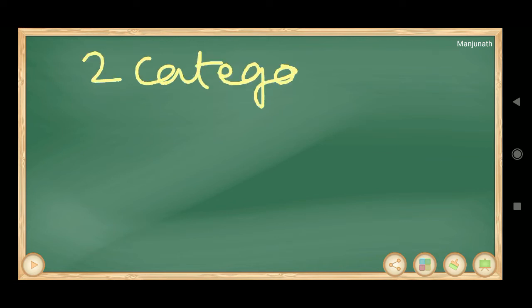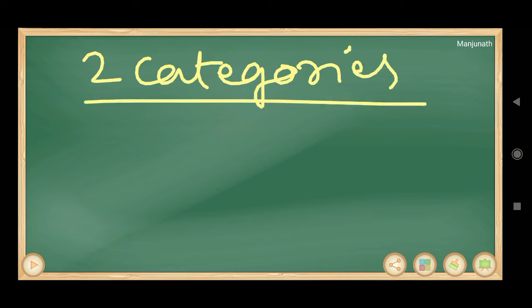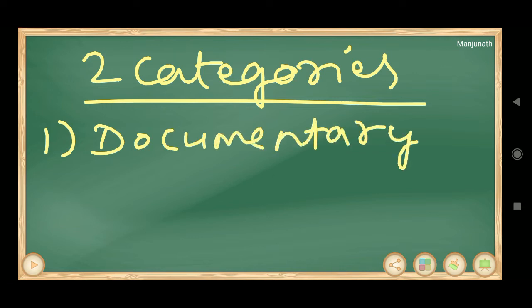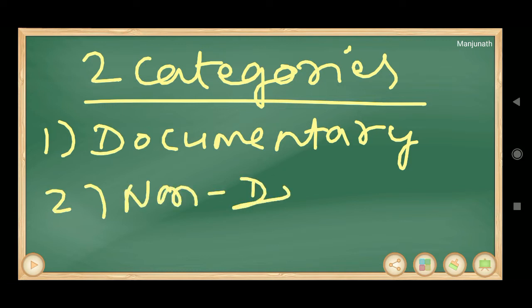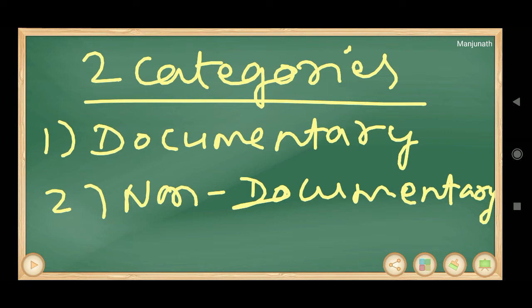In sources of information we have two categories. One is documentary sources, and the second one is non-documentary sources of information. So we get information from these two. These are the two types of sources of information. First, let's know what documentary sources of information are.